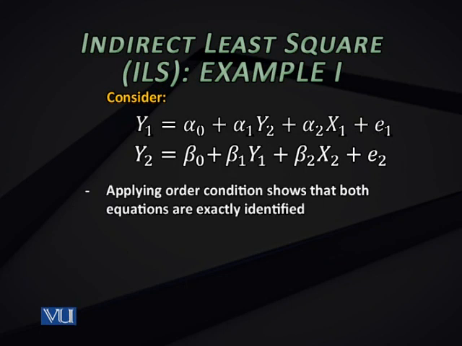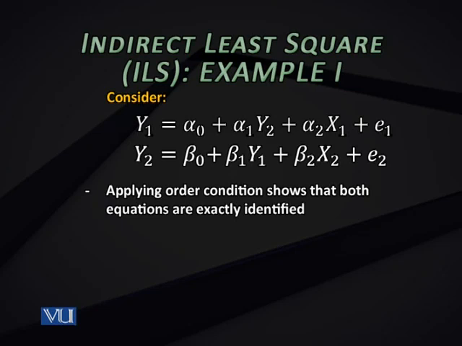So first we can apply order condition to see whether the equations are exactly identified or not, or whatever is the identification status. So you know that order condition estimates two parameters, P1 and P2. The first one is the number of exogenous variables excluded from an equation. For example, if you look at equation 1, there is only one exogenous variable that you don't find in equation 1. It is in the model, but you don't find it in equation 1. That is X2. So the number of exogenous variables excluded from the first equation is 1.